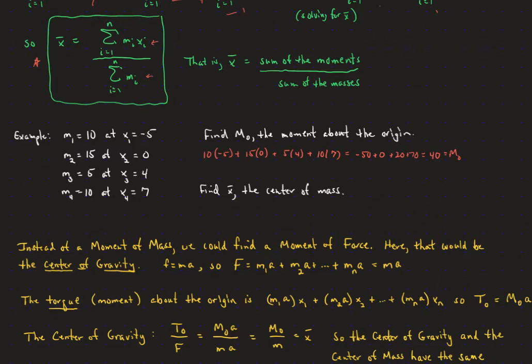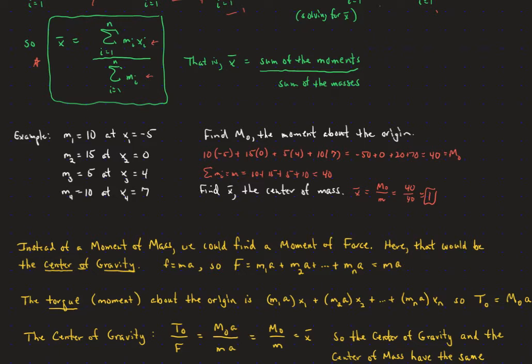And we need the sum of the masses. So that is going to be, I've got to bring my pen back up now, the 10 plus the 15 plus the 5 plus the other 10. So that looks like 25, 30, 40. And so the center of mass, x bar, is going to be M sub 0 over the M. And so that's going to be 40 over 40, which is 1. So the center of mass is going to be 1 to the right.